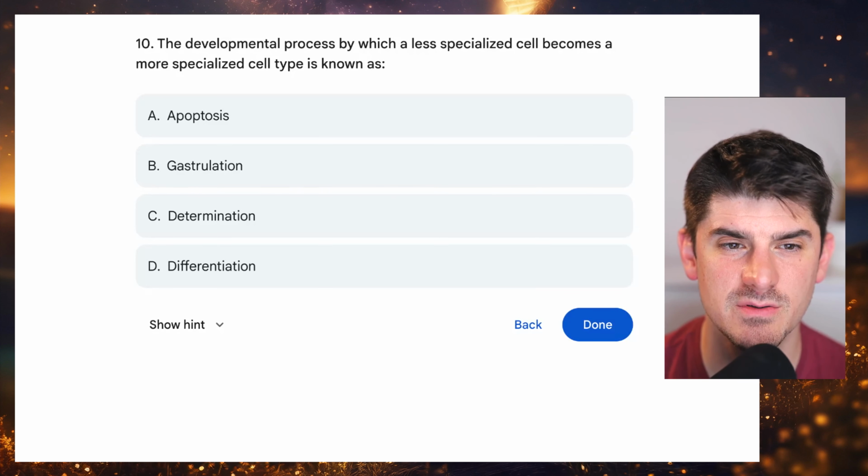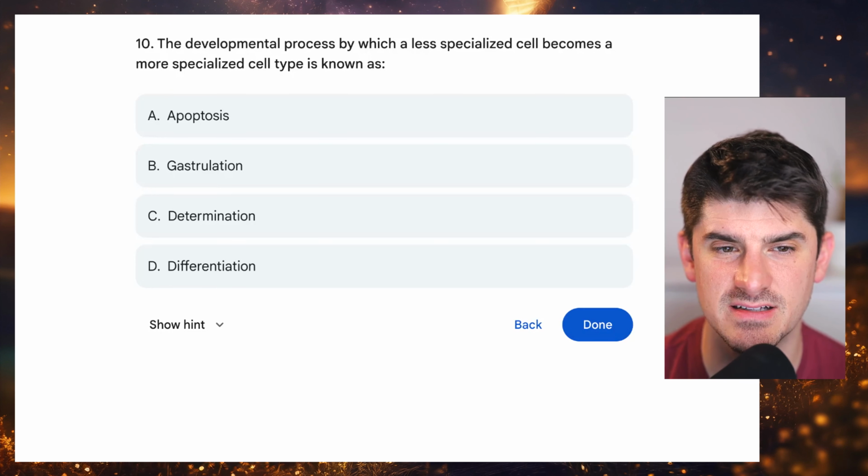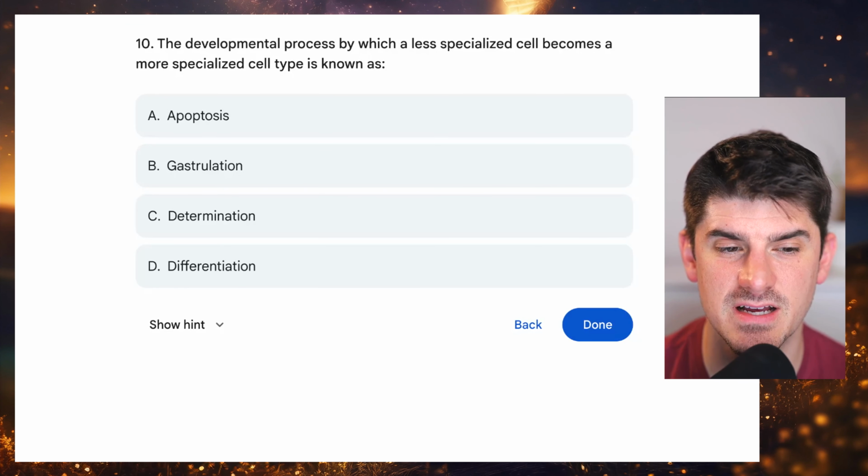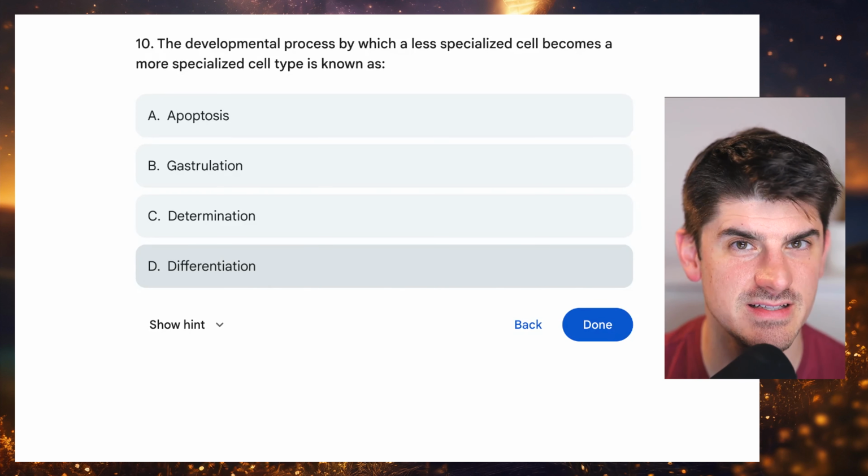Number 10. The developmental process by which a less specialized cell becomes a more specialized cell type is known as A. Apoptosis, B. Gastrulation, C. Determination, or D. Differentiation. And the answer here is D. Differentiation.